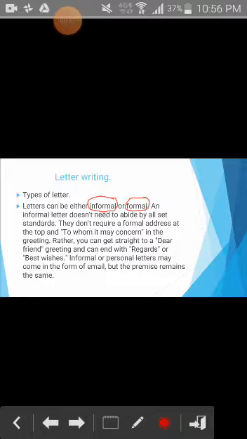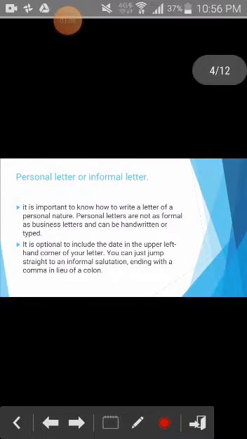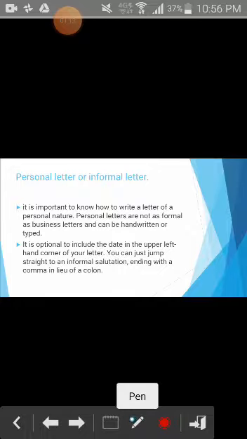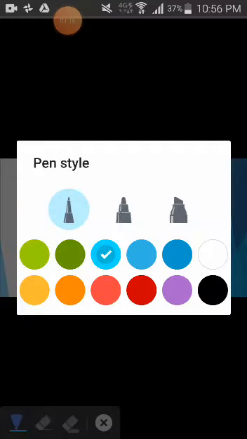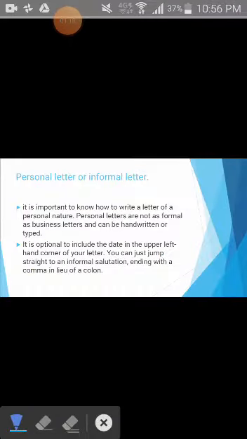Right, there are different types of letter. You can see on the screen that there are normally two types of letter: one is informal and the second is formal letters. Now you must know a few things about personal letters here. Normally in the final papers you do not get personal letters, you get formal letters, that are letters written to the editors. But here you should know something about the personal letters and informal letters as well. It is important to know how to write a letter of personal nature.